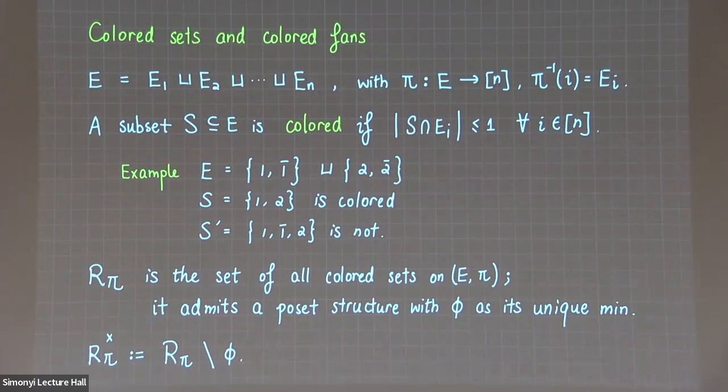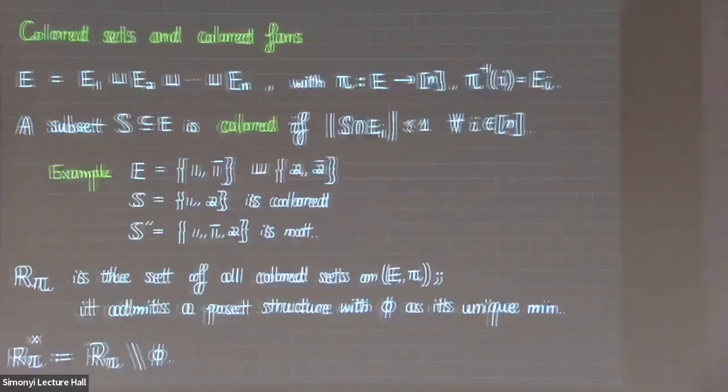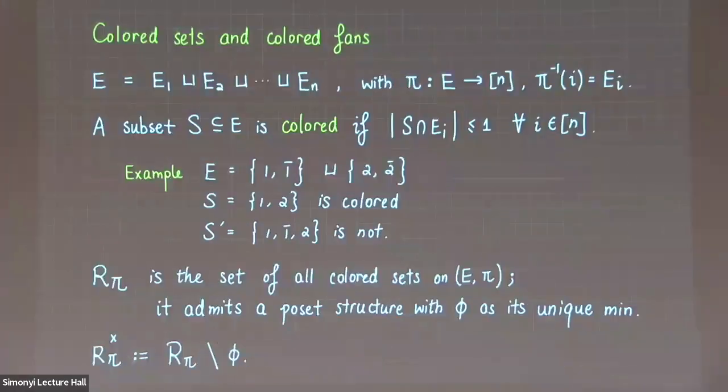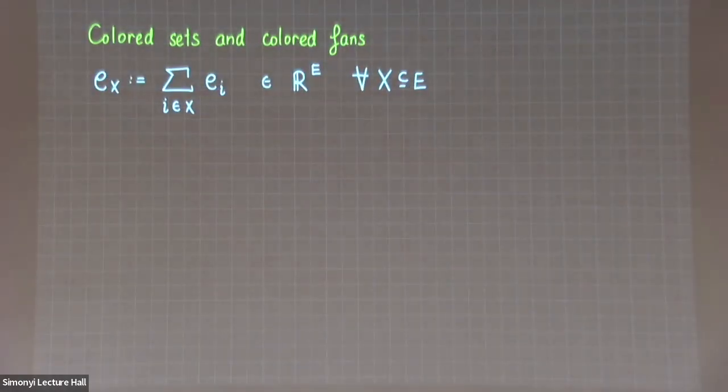Now I want to consider all the pi colored sets. This forms a poset with the empty set as its unique minimum. For the sake of this construction, I want to exclude the empty set and denote this poset as the pi colored subsets. Now I want to construct a colored fan living inside a Euclidean space. Let e X denote the sum of the indicator vectors of X, a vector in R to the E, for each subset X in E.